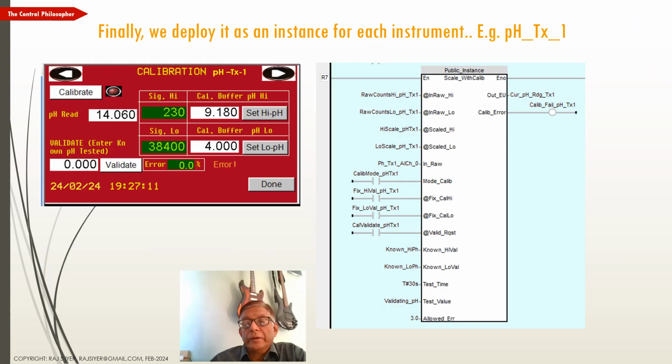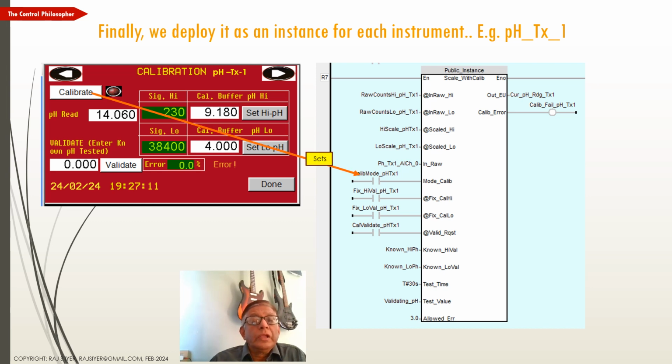Okay. After making that function, we deploy it as a public instance. That is, this instance covers its usage for a given transmitter. This is a pH transmitter, as I said earlier. It is called pH TX1. There are other instruments like this. This function block deals with only pH TX1. So this is how the signals are tied.